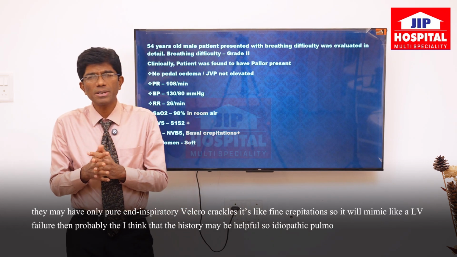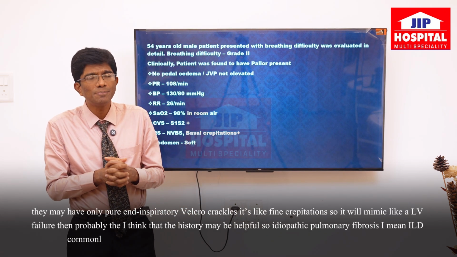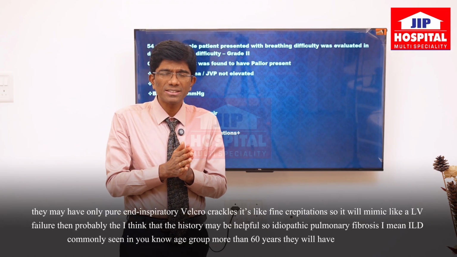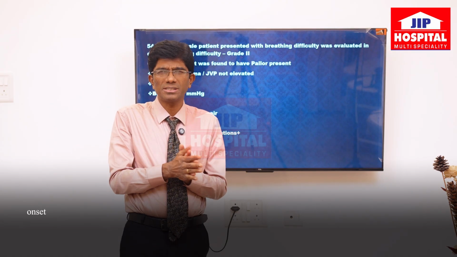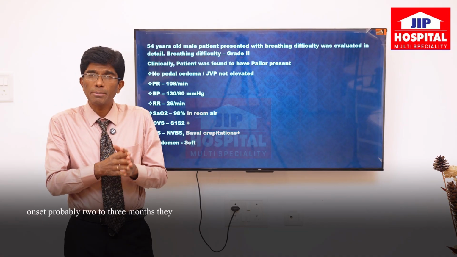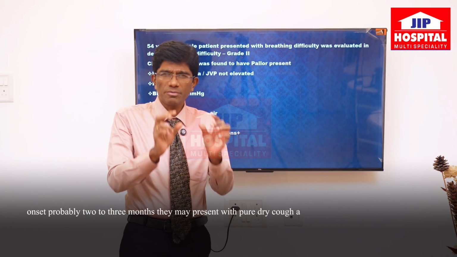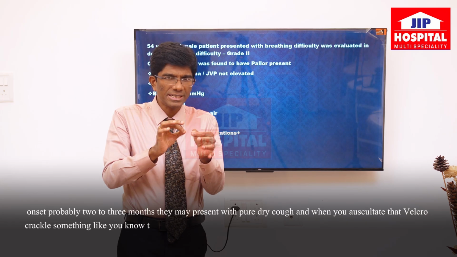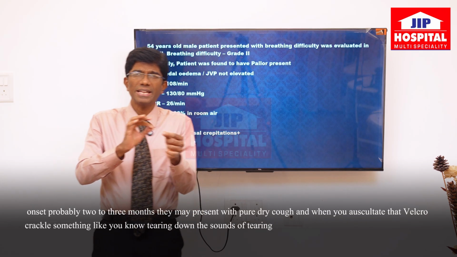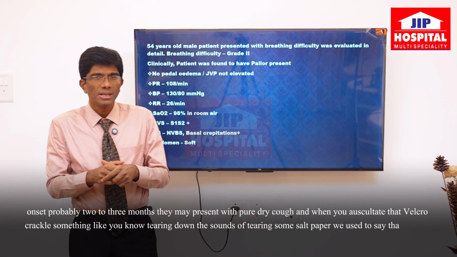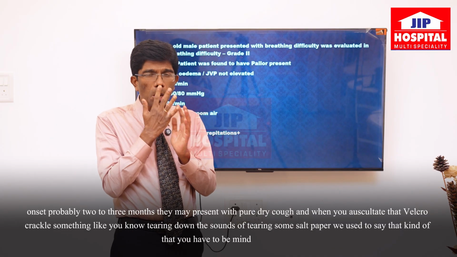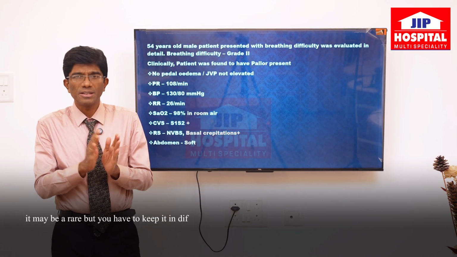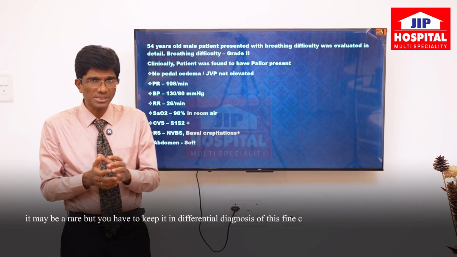Idiopathic pulmonary fibrosis, I mean ILD, is commonly seen in the age group more than 60 years. They will have a subacute onset, probably 2 to 3 months. They may present with pure dry cough, and when you auscultate, there is the velcro crackle, something like the sound of tearing Velcro, which you have to be mindful of. It may be rare, but you have to keep it in the differential diagnosis of fine crepitations other than LV failure.